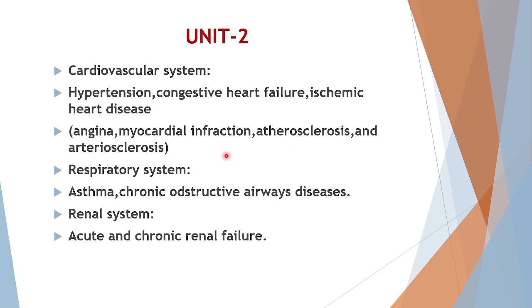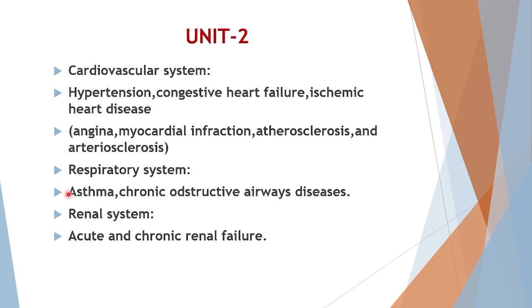And what are atherosclerosis and arteriosclerosis? They are related to the arteries and the veins. Okay. Next, respiratory system. What is the respiratory system? The respiratory system mostly includes the process of respiration like expiration and inspiration, and deals with the capacity of the lungs.